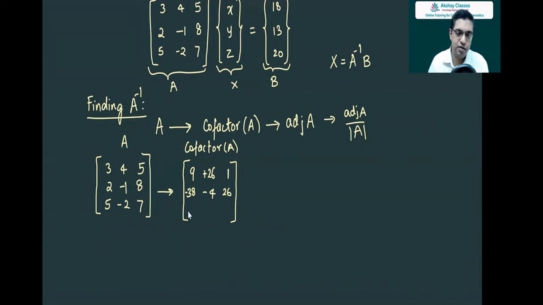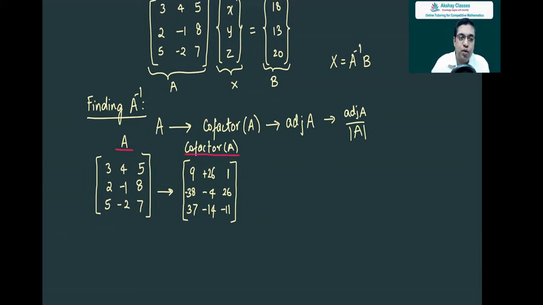37. Very good. For minus 2, minus 14. 24 minus 10 is 14, but with a minus sign, minus 14. And for the last element, minus 11. Correct. Minus 3, minus 8, minus 11. So this is our matrix A. This is the cofactors of A.